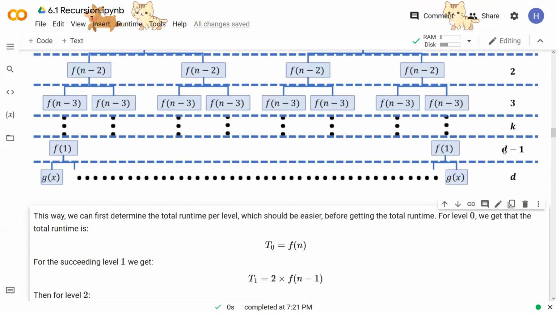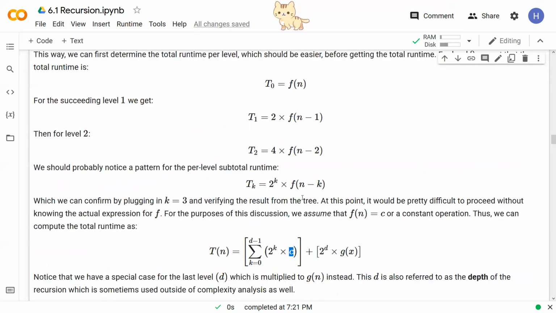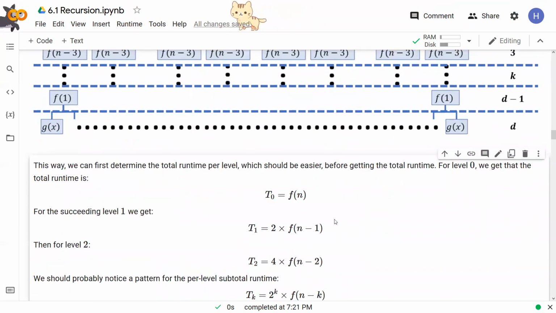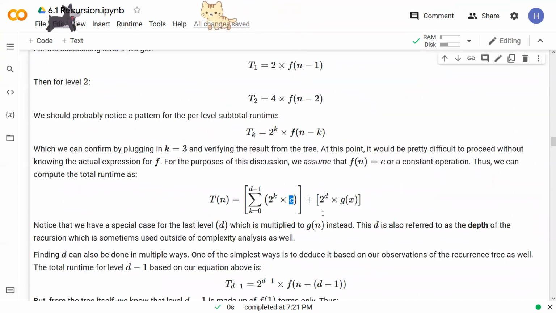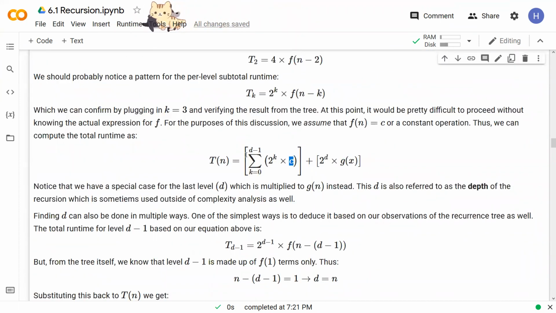So kung meron tayong 2 to the d minus 1 na entries dito, meron tayong 2 to the d na g of x terms dito. So, ayun. So, makukuha mo yun dun sa paggawa mo ng recurrence tree. So, itong summation na to, ayun. So, actually yung D, sinabi kanina, depth is yung ating deepest level ng ating tree. So, ayun, actually kaya na natin dapat isolve to, pero hindi natin alam kung anong value ni D.